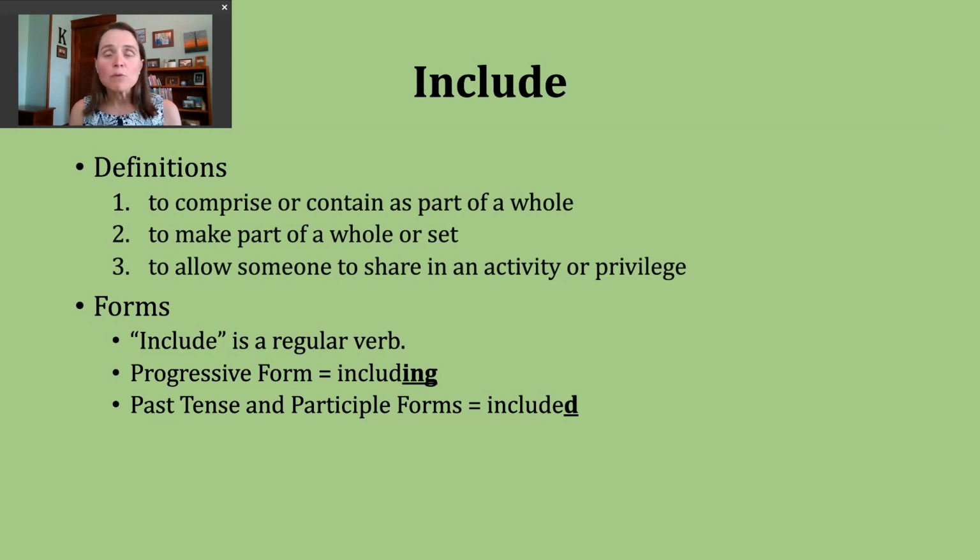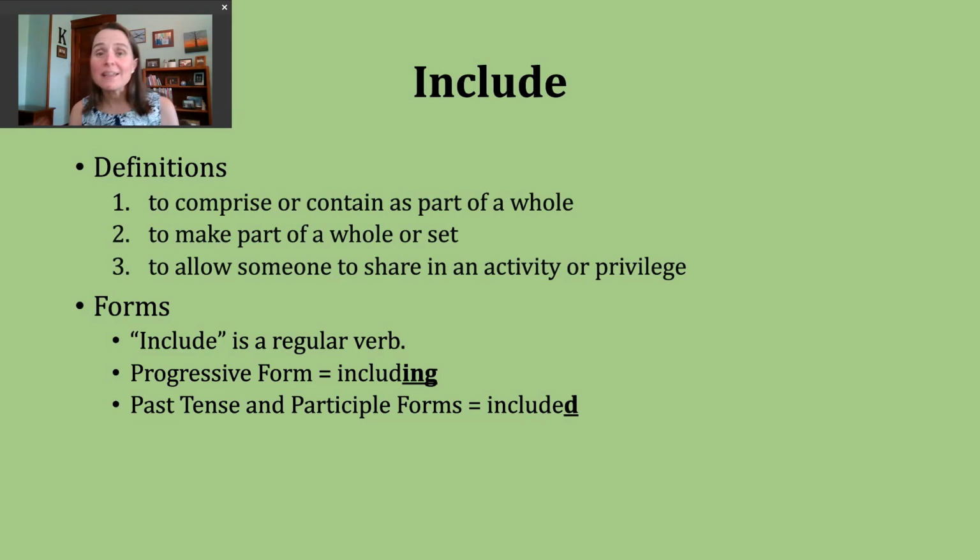To make the progressive form of this verb, you're going to drop the E before adding ing, and that's because our verb ends in the pattern vowel consonant E. To make the past tense and participle forms of this verb, all we need to do is add D since this verb already ends in an E.